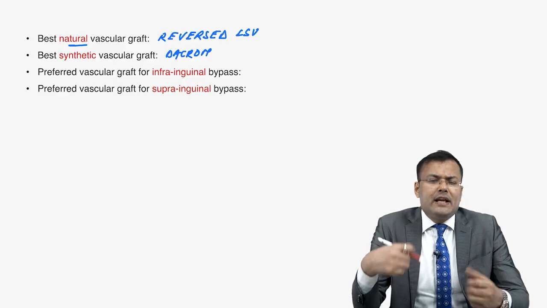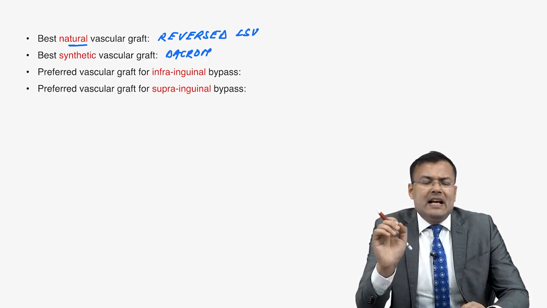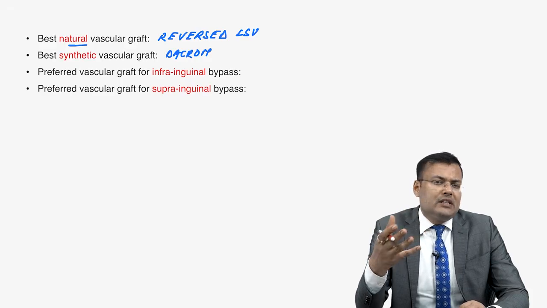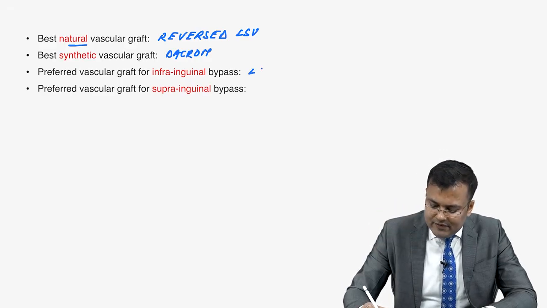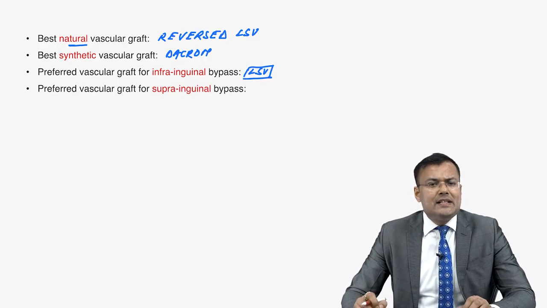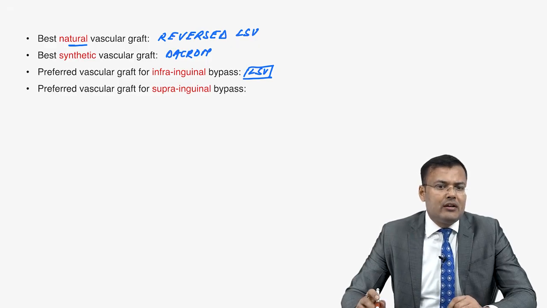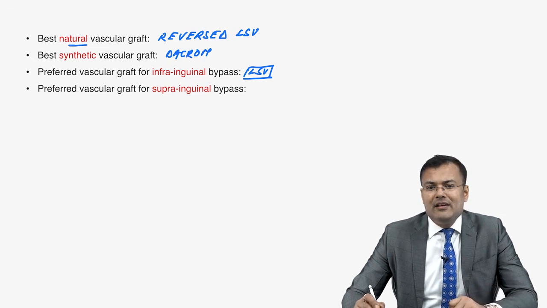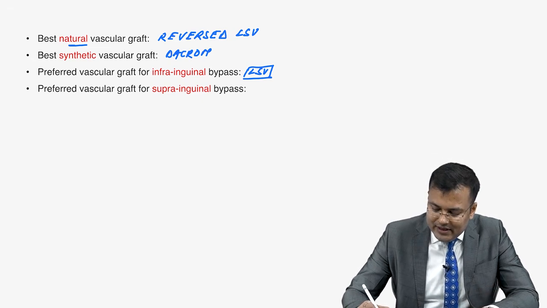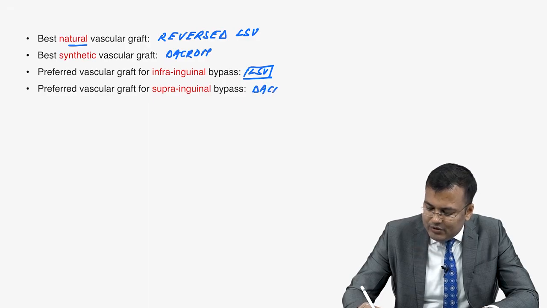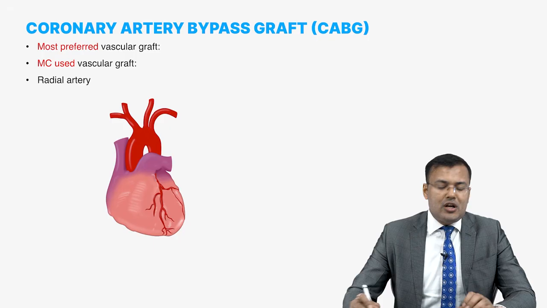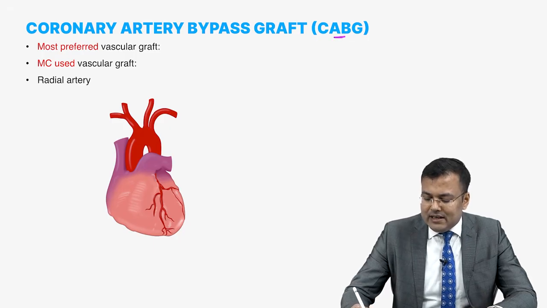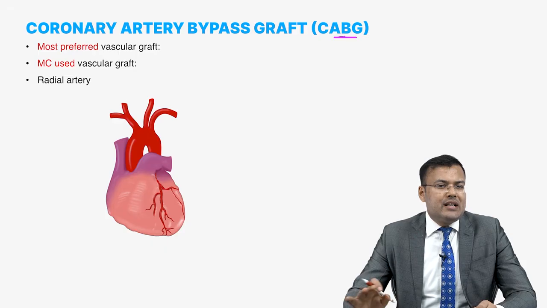If you go in infrainguinal region, there are medium-sized and small-sized vessels. For that, we use long saphenous vein. But in suprainguinal region, there is aorta, there are iliac vessels. So for that, we are using Dacron. So for infrainguinal bypass, we are using long saphenous vein. Suprainguinal bypass, we are using Dacron. Another topic which is very important, asked frequently, CABG, coronary artery bypass grafting.